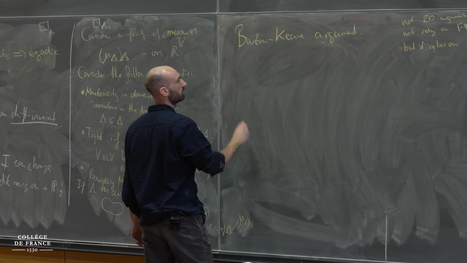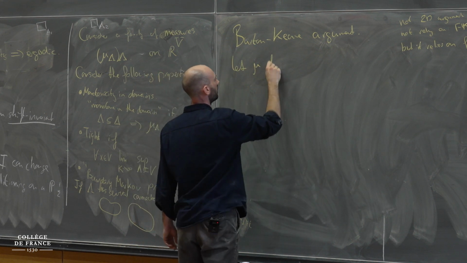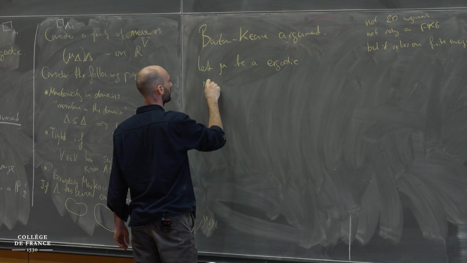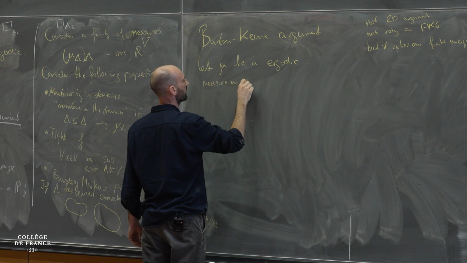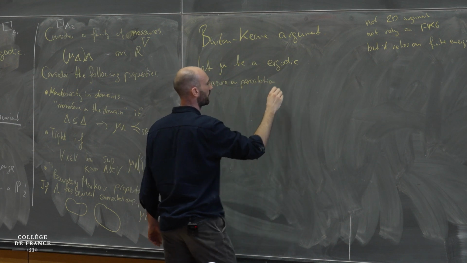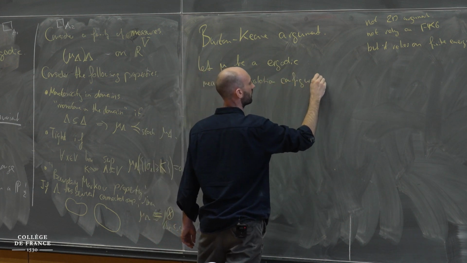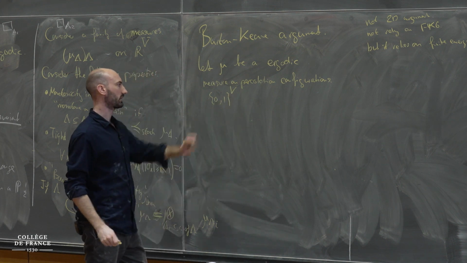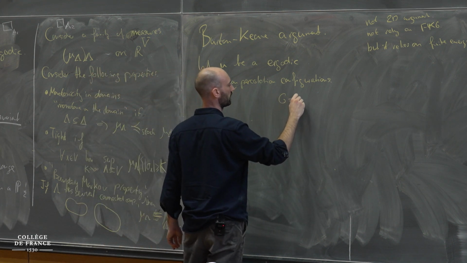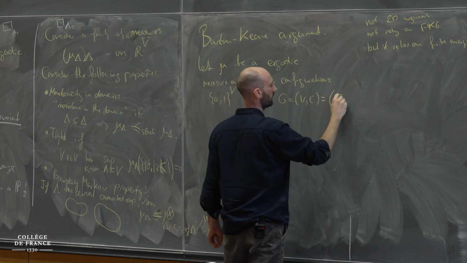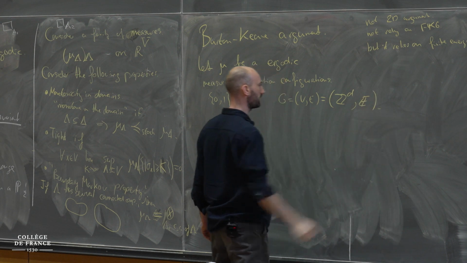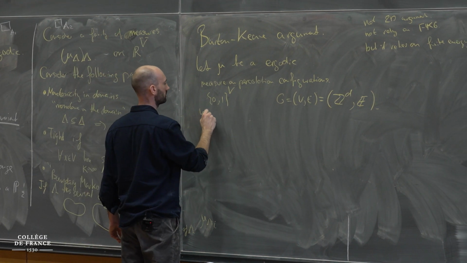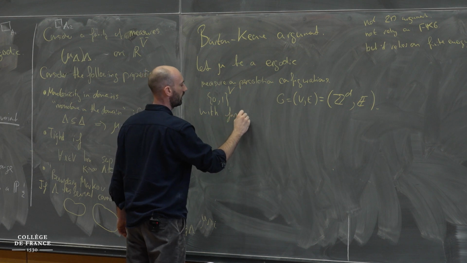So what does the Burton-Keane argument say? Let mu be an ergodic measure on percolation configurations of the square lattice graph, G equals (V, E) with V equals Z^d and the corresponding edge set, with finite energy.